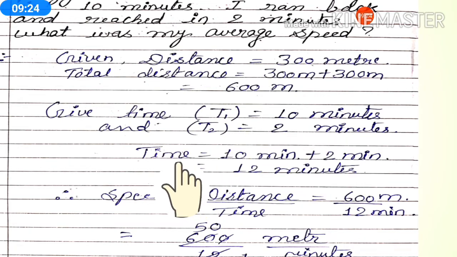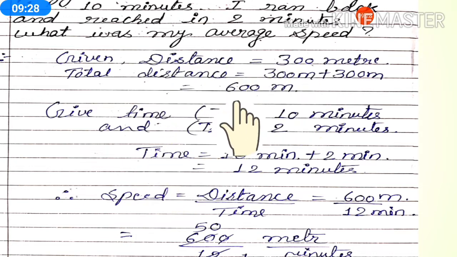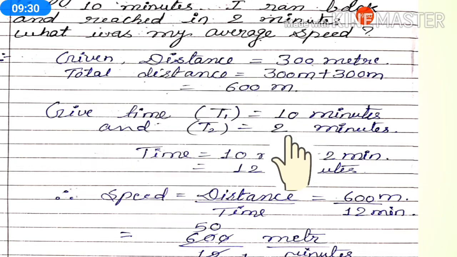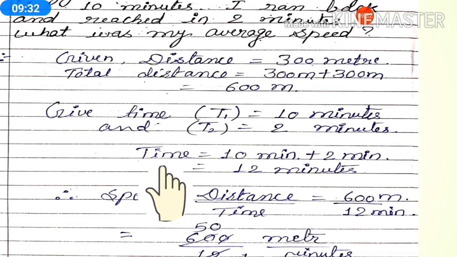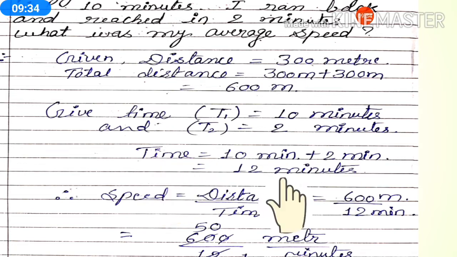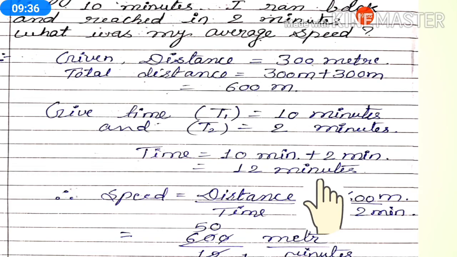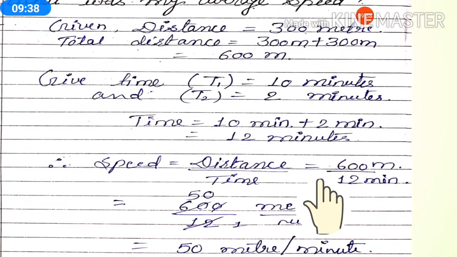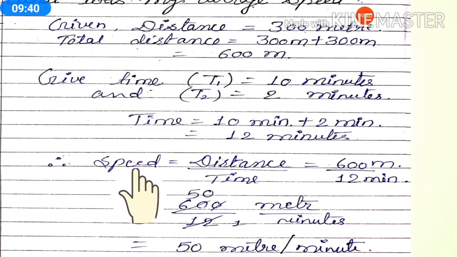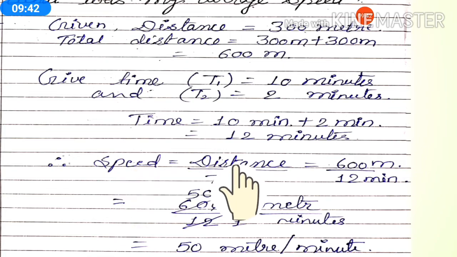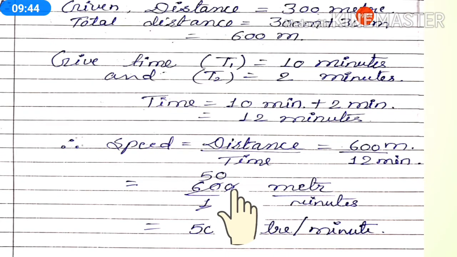As we have added the distance, we can add the time also. So 10 minutes plus 2 minutes is 12 minutes. So the total time is 12 minutes. Here the simple speed formula we have taken is distance upon time. Average speed uses the same formula, but for average speed what comes? Total distance upon total time.